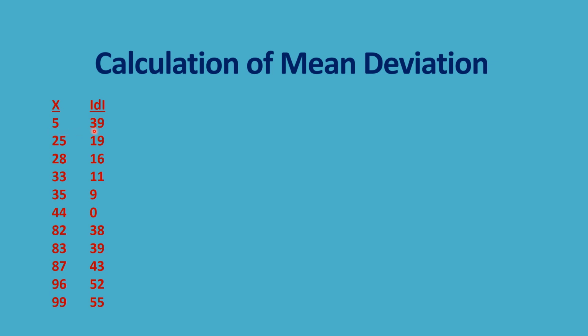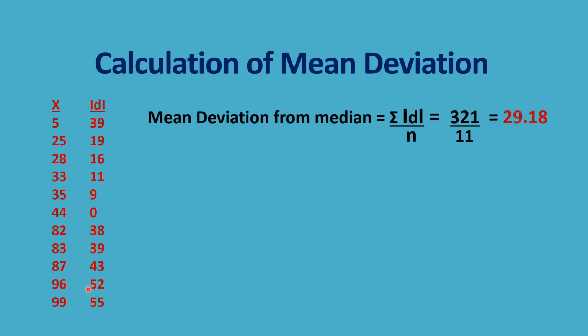Say 5 minus 44, that is 39. 25 minus 44 is 19. 28 minus 44 is 16. Whether it is plus or minus, we have to take the absolute value. And then all the values are found out as this. And then we have to apply the formula. Mean deviation from median is equal to sigma absolute value of d by n. That is 321 by 11. This 321 is the sum of these values. It is the sum of absolute value of d.